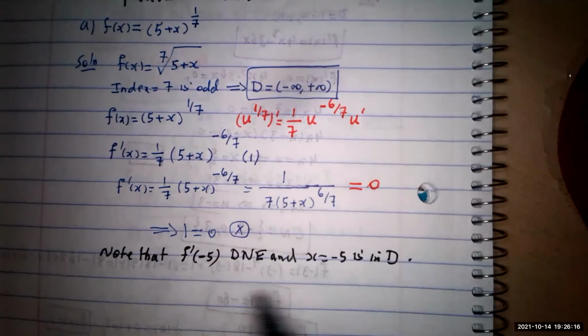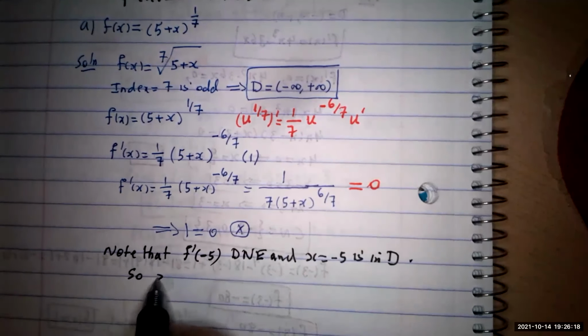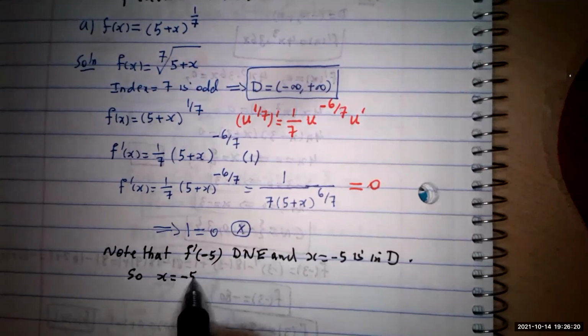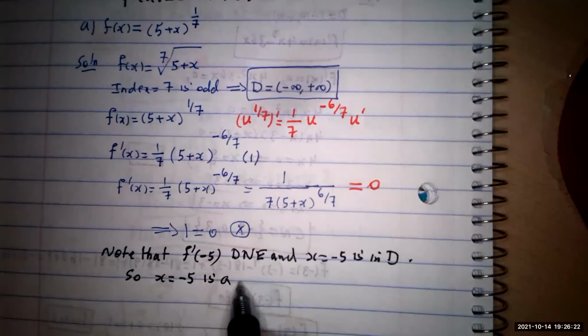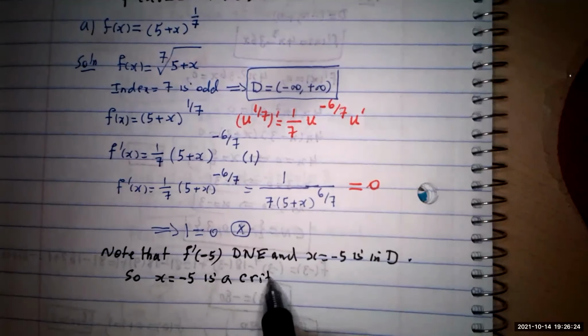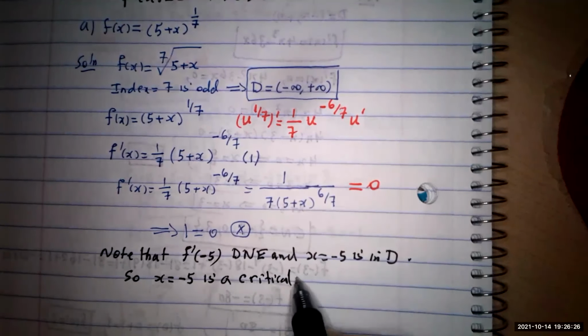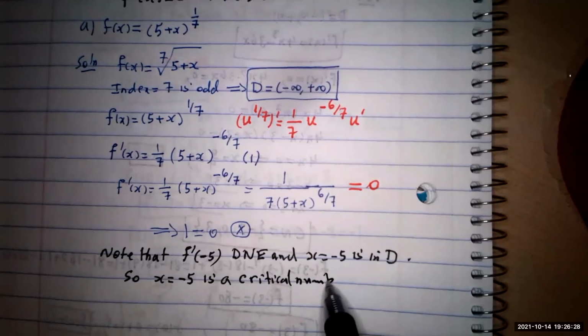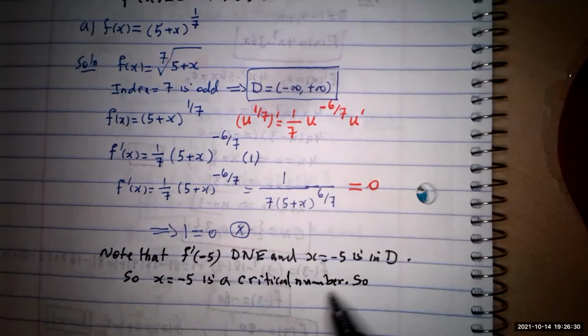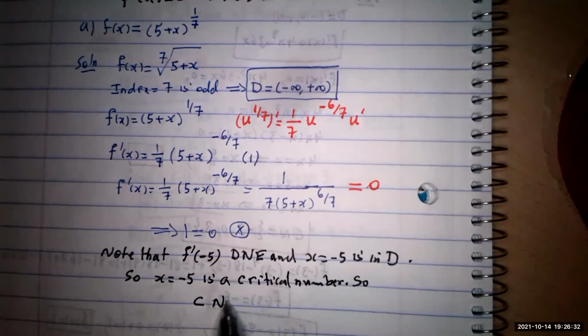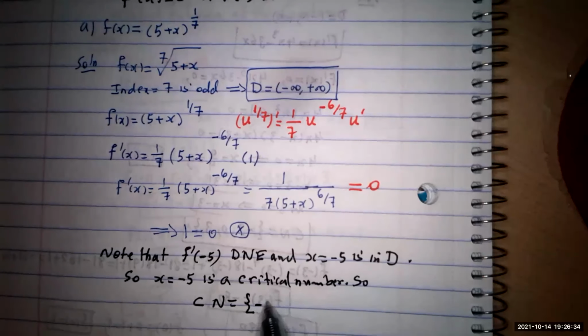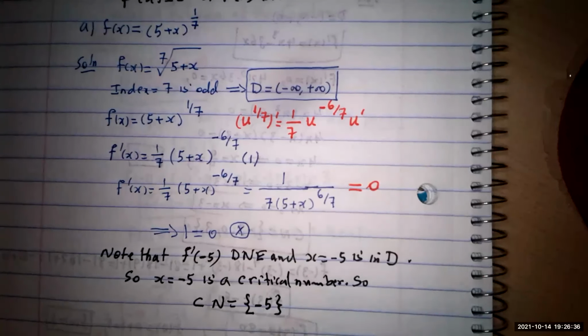You need these two conditions, both of them. Okay, so x equal to -5 is a critical number. So you are going to have only one critical number for this problem. The critical number is going to be -5.